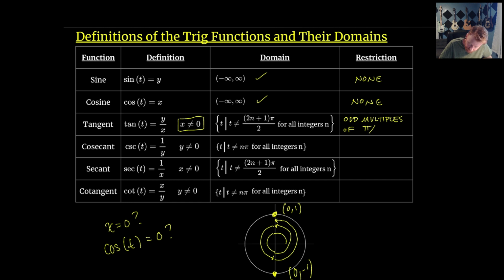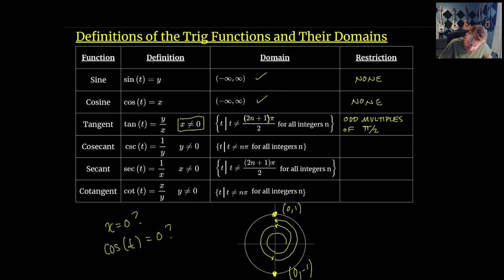of pi over 2. And that's what this very mathy notation over here is saying, that we are allowed to plug in any value of t so long as t doesn't equal (2n plus 1) pi over 2 for all integers n. Just think about plugging in any integer n. You'll always get an odd number. So if you plug in 1, you'd get 2 times 1 plus 1 is 3. If you plugged in 2, you'd have 2 times 2 plus 1 is 5. If you plugged in 3, you'd have 2 times 3 plus 1 is 7. So we get these odd multiples of pi over 2 here.